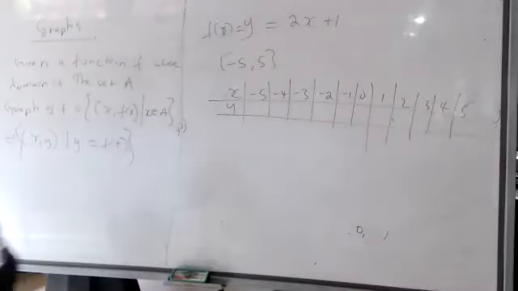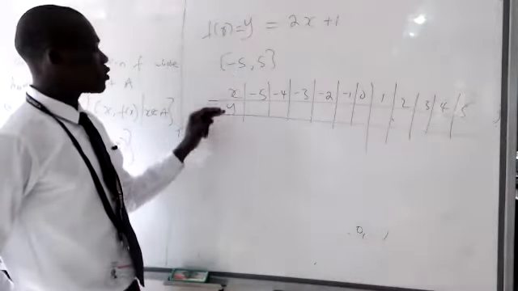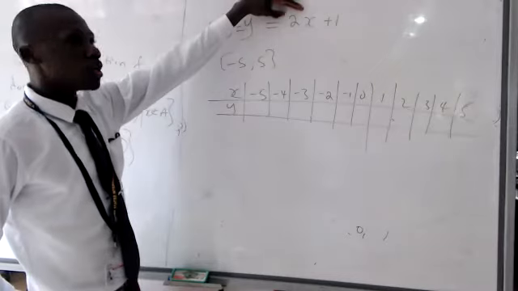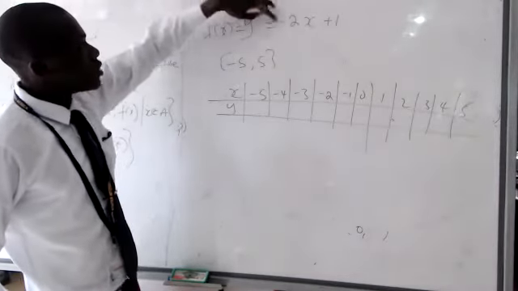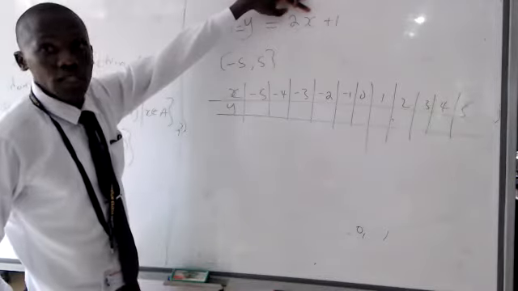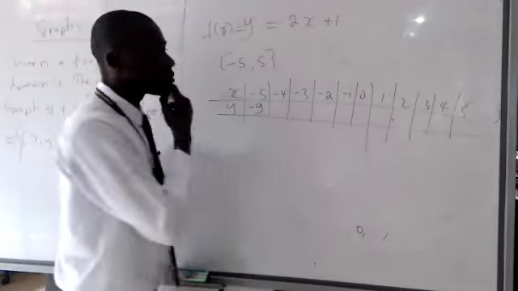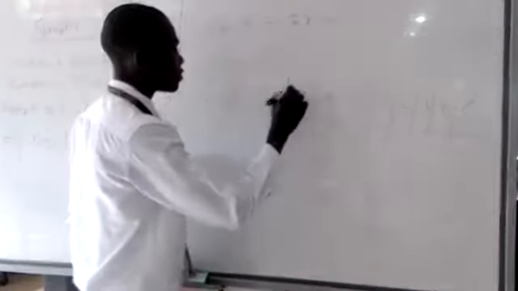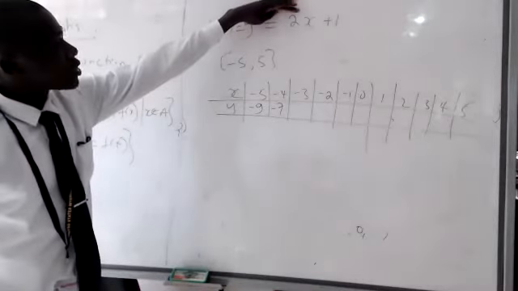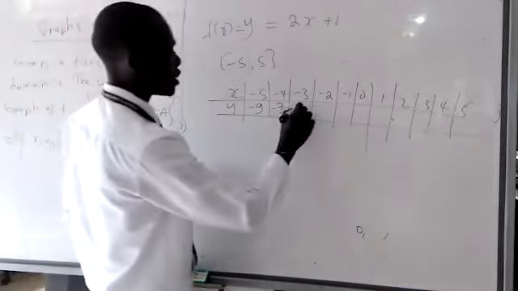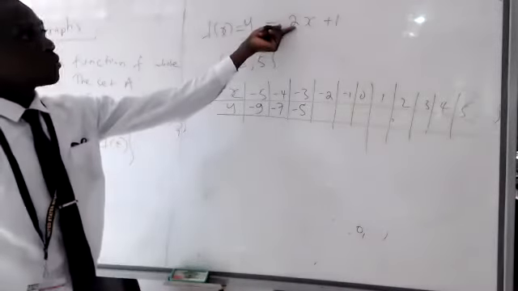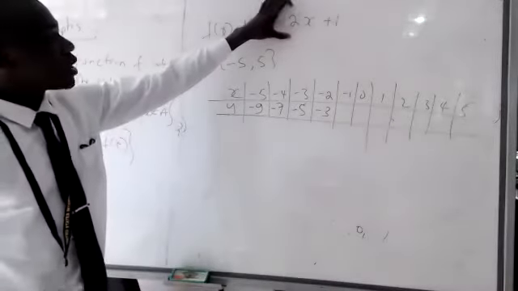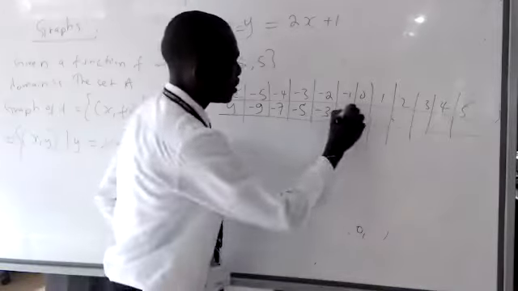Now I use the formula. For each and every value of x, I need to find a value of y. So at x is -5, put -5 in the formula to find the corresponding value for y. 2 times -5 is -10 plus 1, this gives you -9. For -4, 2 times -4 is -8 plus 1, that gives you -7. For -3, 2 times -3 is -6 plus 1, that gives you -5. -2 times 2 is -4 plus 1, that gives you -3. If you put -1 here, you get -2 plus 1, so that should be -1.